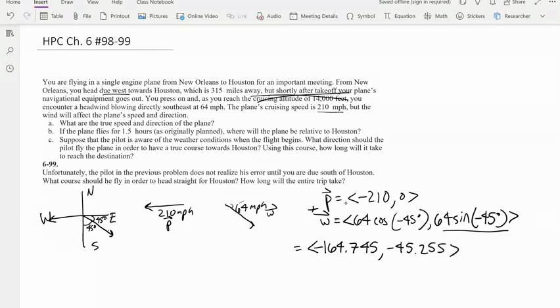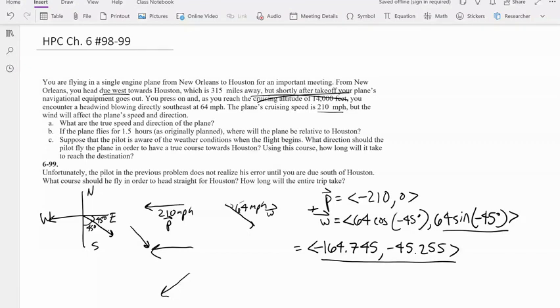So this is actually where the plane is traveling. If you think about it, you're trying to actually go west, but the wind is kind of pushing you downward. So that's why this answer is negative, because if the wind is heading southeast and you're trying to head west, well, that's going to kind of push the plane's direction more west, southwest. Okay.